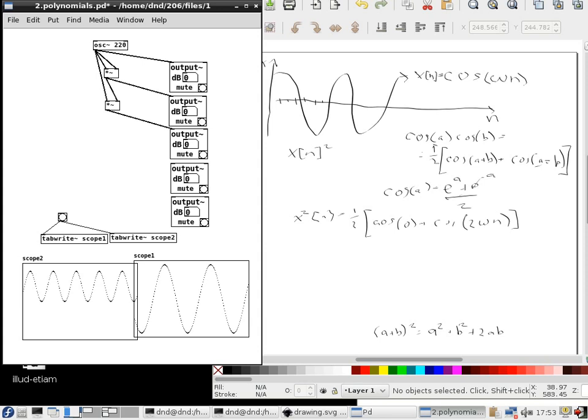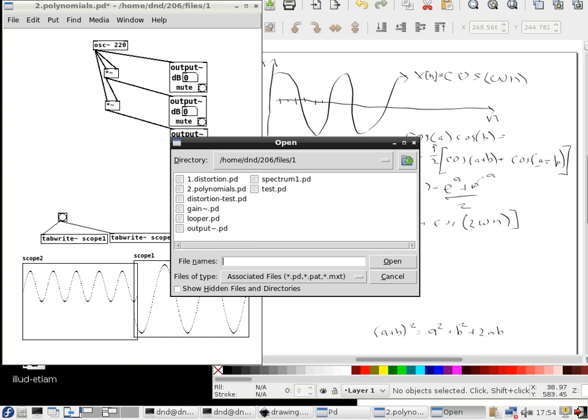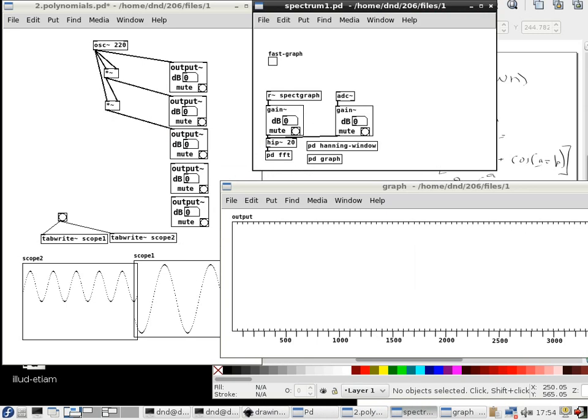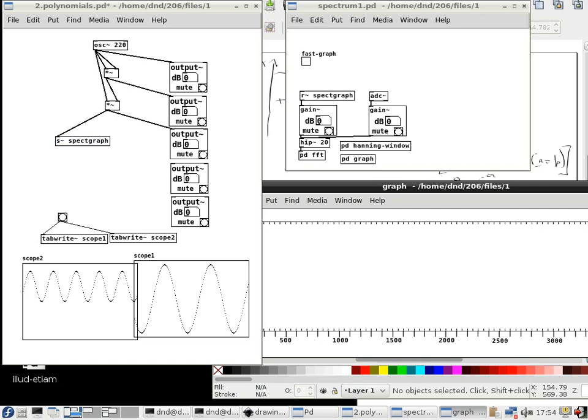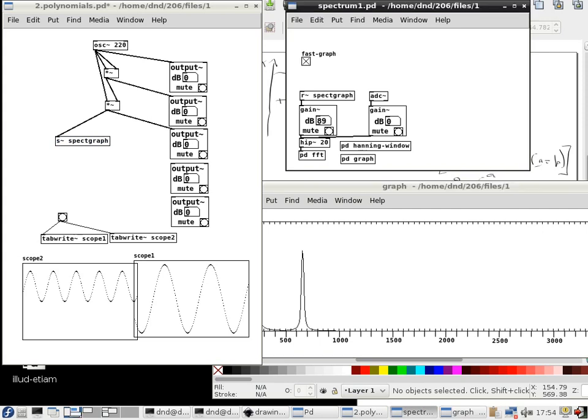All right, let's look at the spectrum. So what I can do now is I can say open spectrum 1. And now I'm going to say send to spec graph. I don't know if this is the best way to be doing this. And what do we have? This, by the way, is an old version. Sorry. And anyway, okay, there it is.